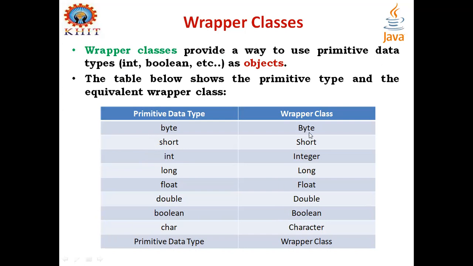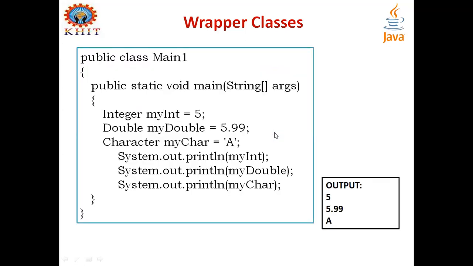Now Byte is a class, not a primitive data type. The only difference between the primitive data type and the wrapper class is that the primitive type is in lowercase letters, while for the wrapper class the first letter is uppercase, right? This is a simple example indicating the usage of wrapper classes, creating an object of a wrapper class, initializing some values and displaying.